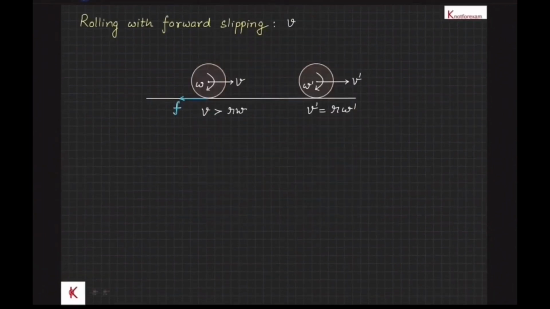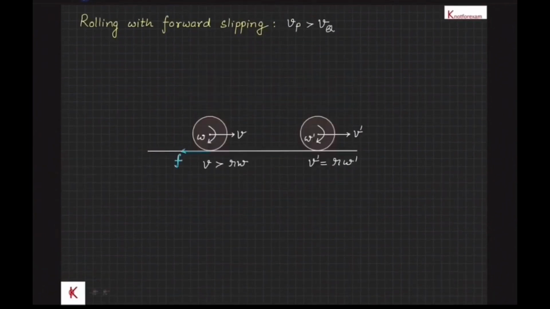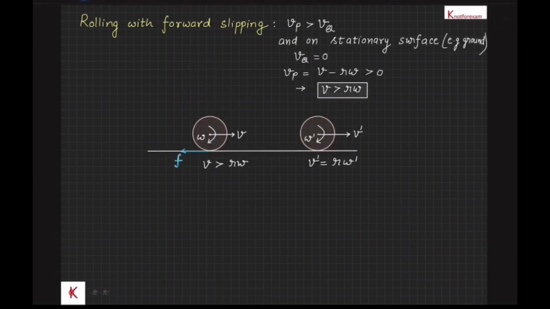Now for pure rolling with forward slipping, Vp greater than Vq, and for stationary surface, that is Vq equal to 0, Vp greater than 0 or v greater than r omega. Let's take a look at the given figure of a case of rolling with forward slipping. If Vp greater than 0, then friction will act in backward direction, and due to friction, velocity v of center of mass decreases, and due to torque of friction, angular velocity omega increases.